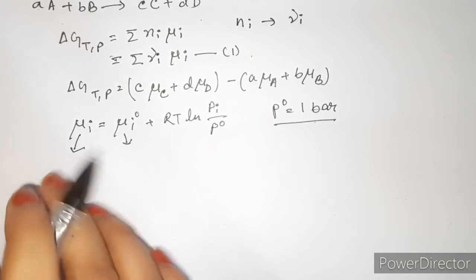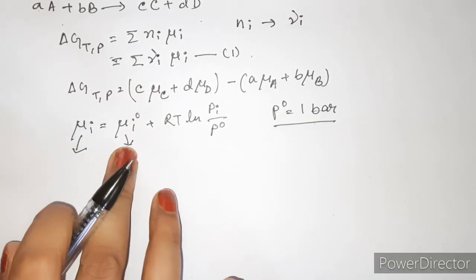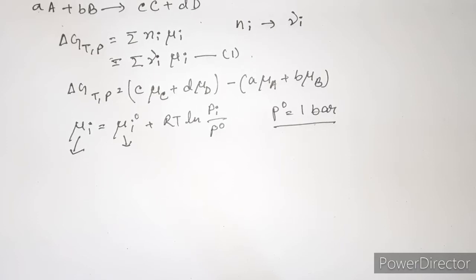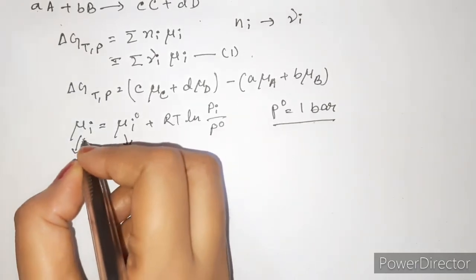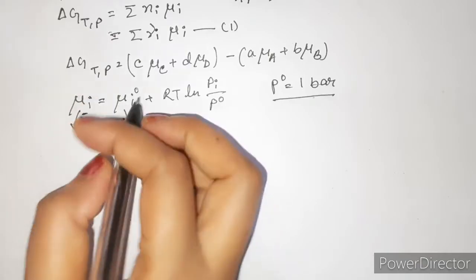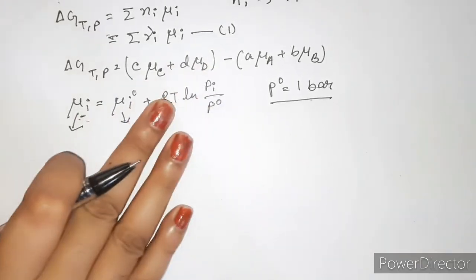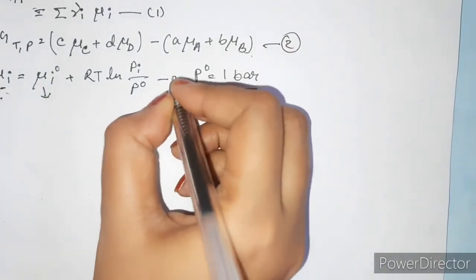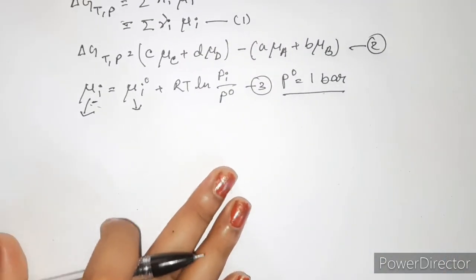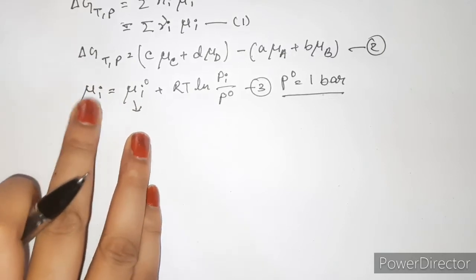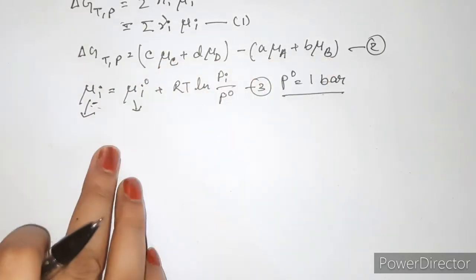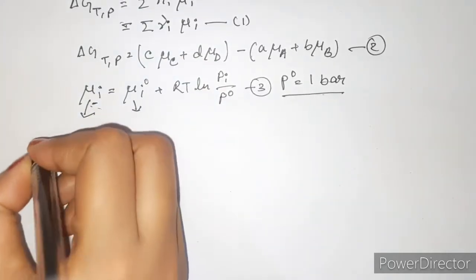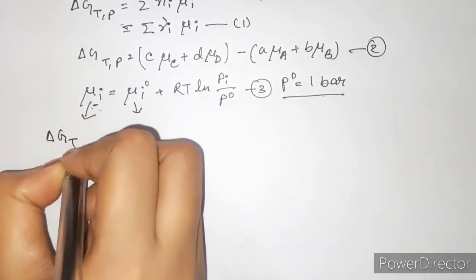So the chemical potential equation is mu i is equal to mu i 0 plus RT ln Pi by P0. Let this be equation 2 and the earlier one be equation 3. If you put the values of mu C, mu D, mu A and mu B in this form into equation 2, then you can get del G at constant T and p.